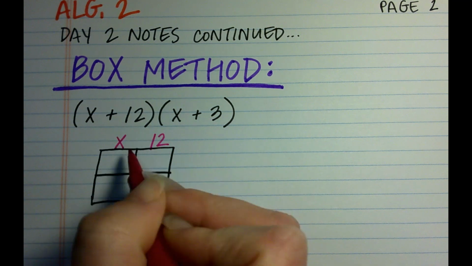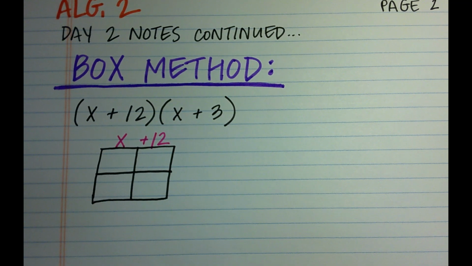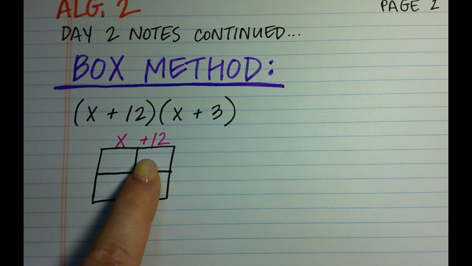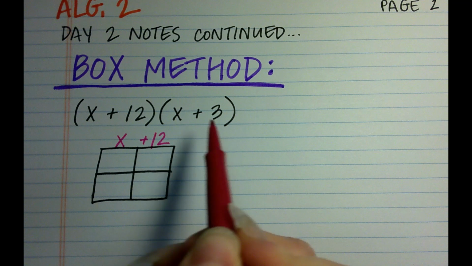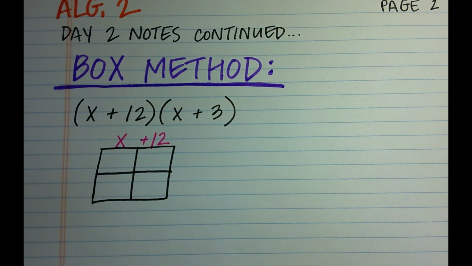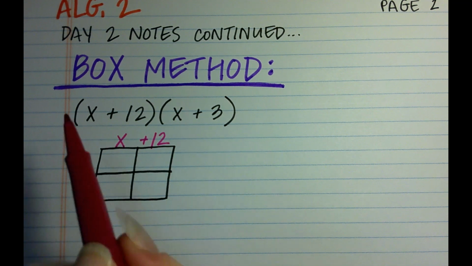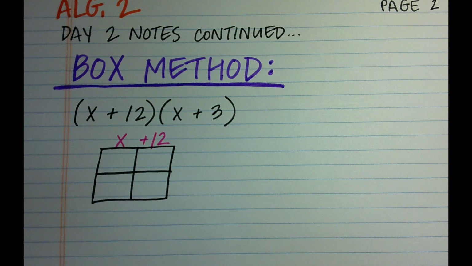Completely optional, you could include the plus just to remind yourself it's positive 12. The only issue I see with this is I've seen some students on their work write plus 12 and accidentally add instead of multiplying. So just make sure you're aware that when we are doing this, we're multiplying, just like with FOIL. So we've got x plus 12 written there.